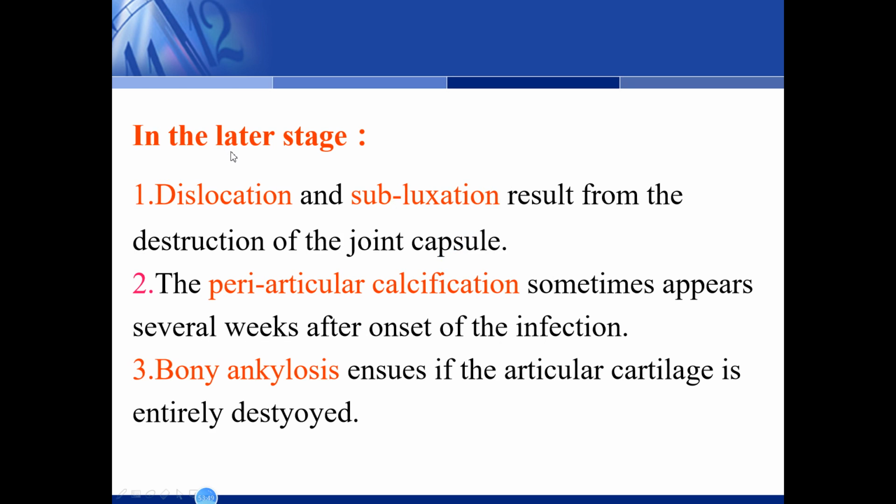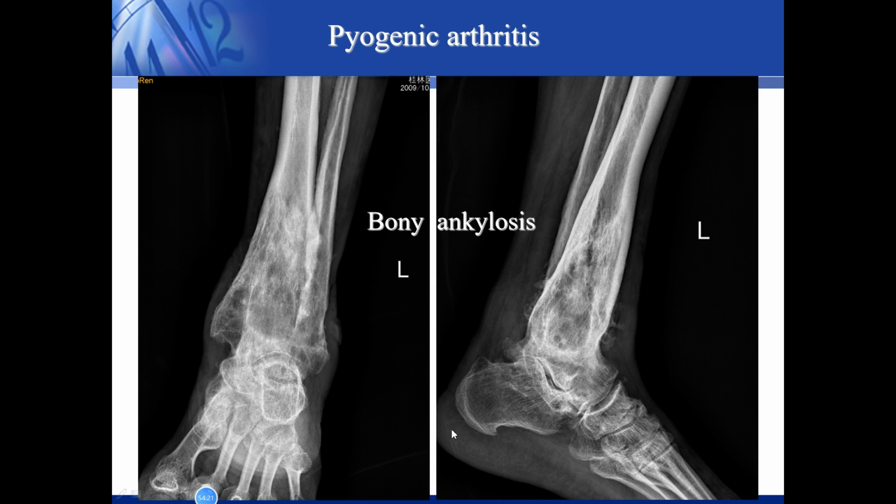In the later stage, dislocation and subluxation result from the destruction of the joint capsule, and periarticular calcification sometimes appears several weeks after onset of the infection. Bony ankylosis ensues if the articular cartilage is entirely destroyed. In the later stage of pyogenic arthritis, we could find bony ankylosis.